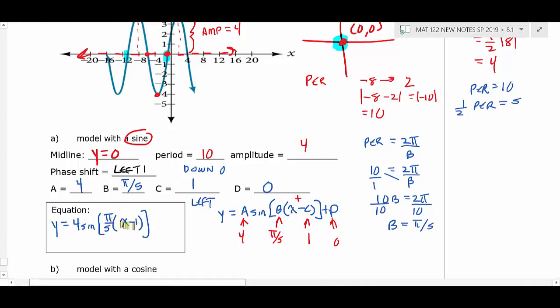And then you can check a couple of points on there and see if you're right. What I would recommend you check on this, because it's simple, is x equals 1. And try to do this in your head, by the way. So if x is 1, this would end up being sine of 0. So the sine of 0 is 0. 0 times 4 is 0. So if x is 1, you should get 0.